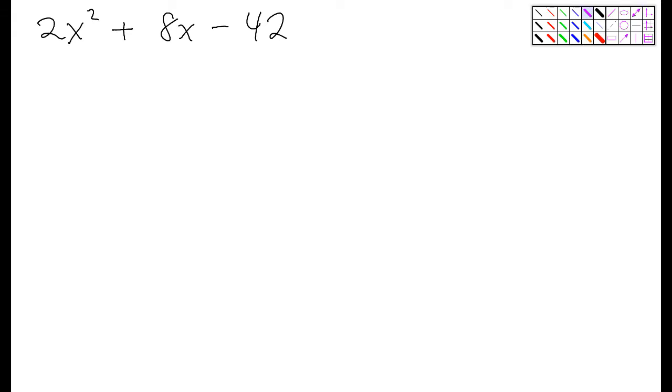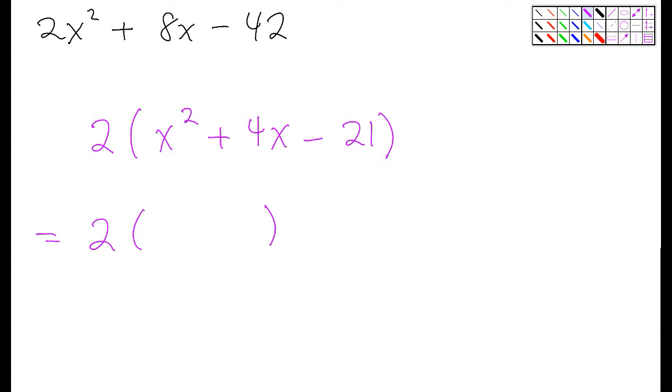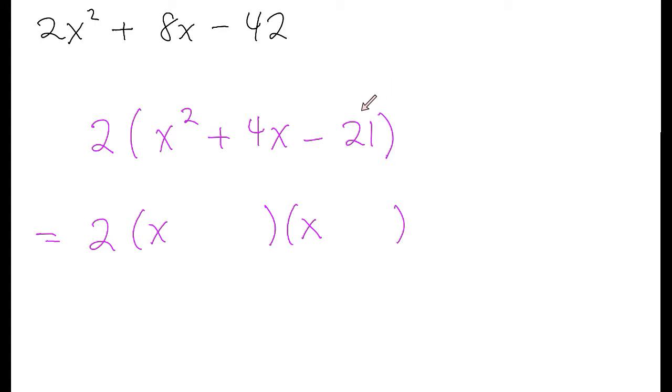Okay. Well, it looks like I've got a common factor of 2. That leaves me with x squared plus 4x minus 21. As before, we have an x here and an x here. What two factors of minus 21 add to give me 4?